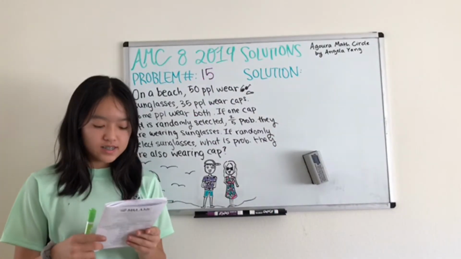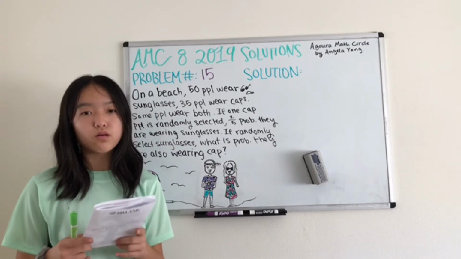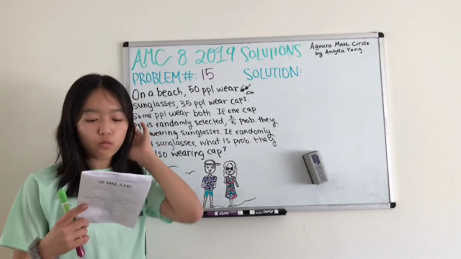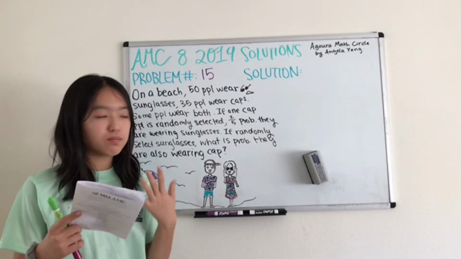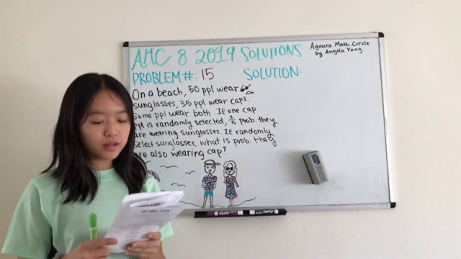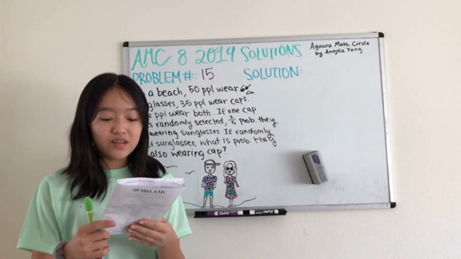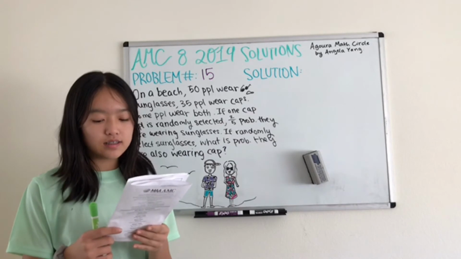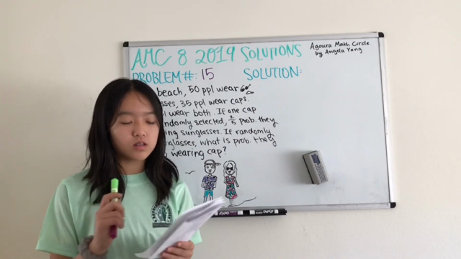Problem number 15 states, on a beach, 50 people are wearing sunglasses and 35 people are wearing caps. Some people are wearing both sunglasses and caps. If one of the people wearing a cap is selected at random, the probability that this person is also wearing sunglasses is 2/5. If instead, someone wearing sunglasses is selected at random, what is the probability that this person is also wearing a cap?